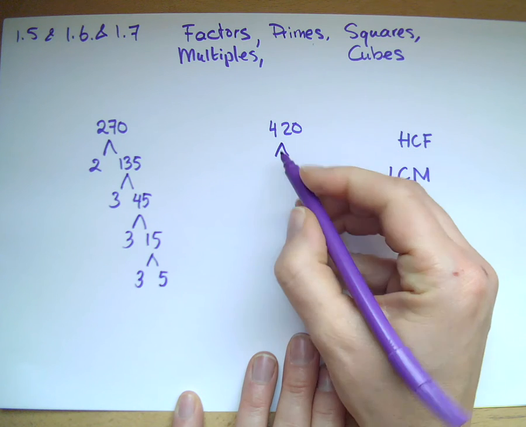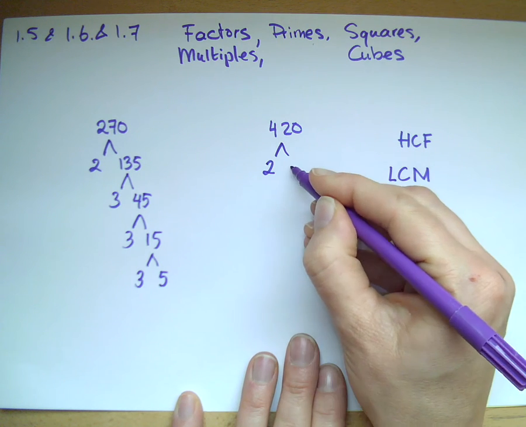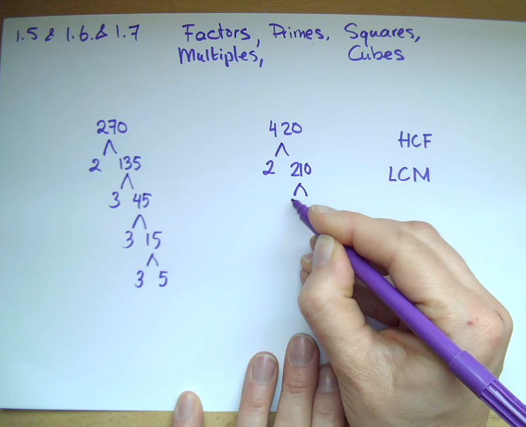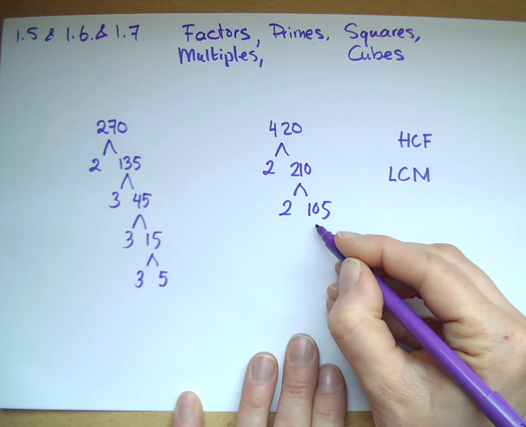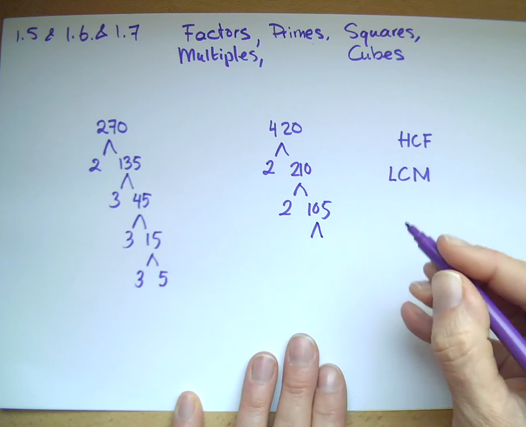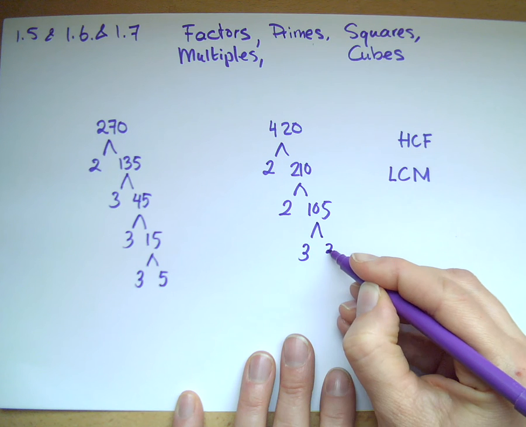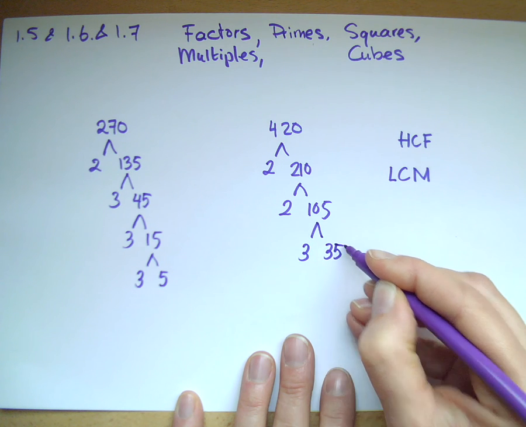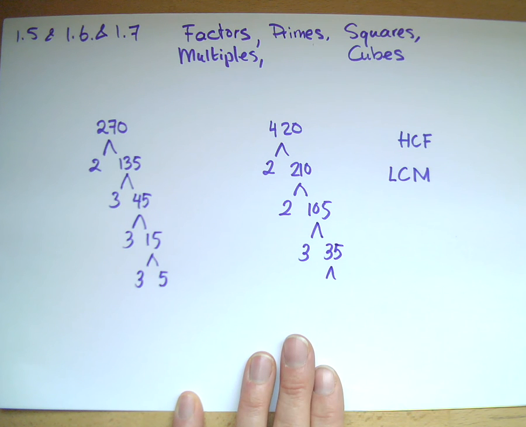The same with 420. Start with the first prime number, which is 2. That goes in 210 times. Well, this is obviously divisible by 2 again. 105 is not divisible by 2. So we move on to the next prime number, which is 3. 3 actually does go in 35 times. Yes. 3 doesn't go into 35.